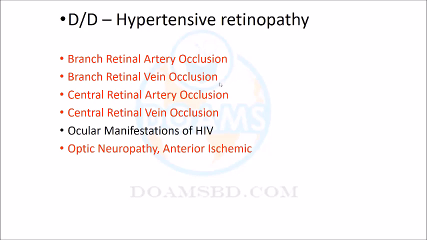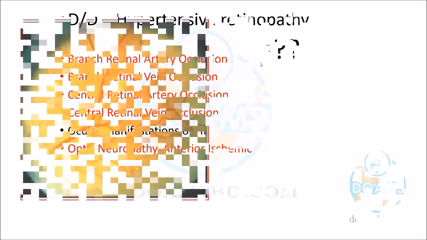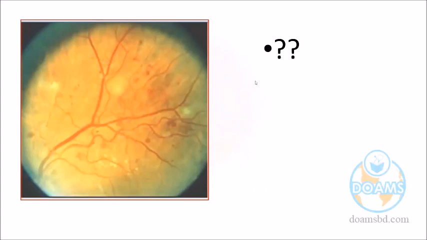In the part 2 exam, I think that's enough. At minimum, we have to know the different grades of hypertensive retinopathy. So now look at the picture. What could be the diagnosis?